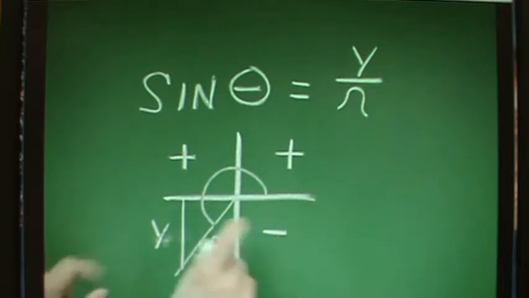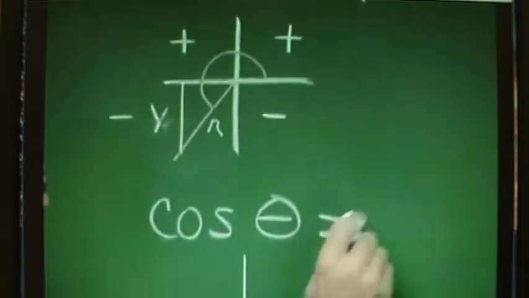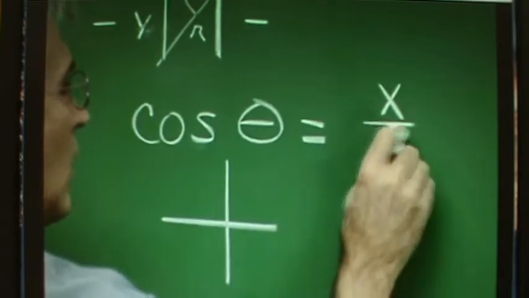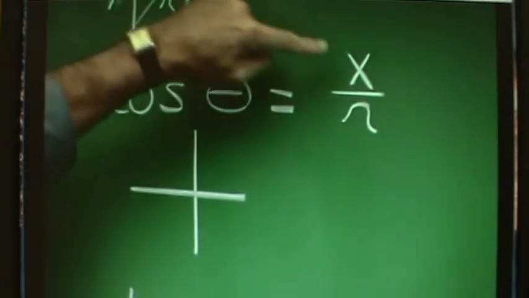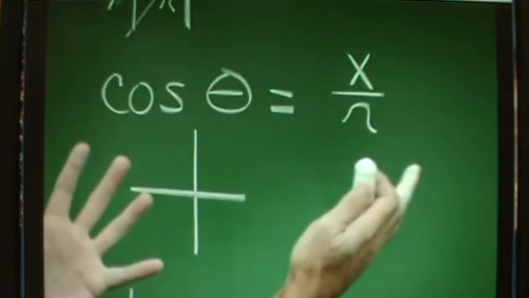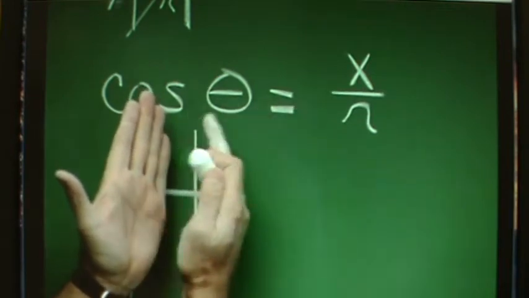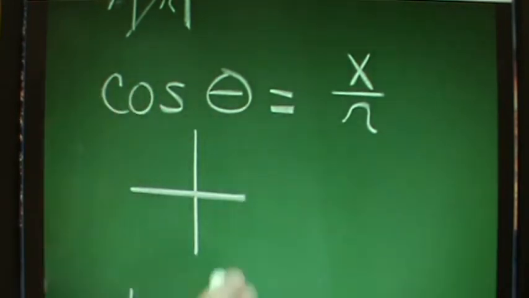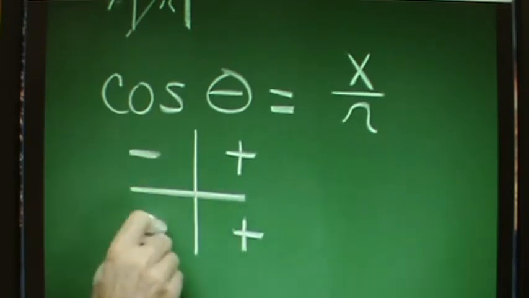So in these two quadrants, we have negative values for the sine of theta. For cosine theta, now remember, cosine theta, we said x over r, and we just have to decide the quadrants in which x is positive versus negative. Now it turns out that x is positive for the two quadrants to the right of the y-axis. So we have a positive cosine of theta in these two quadrants, but negative in these two.